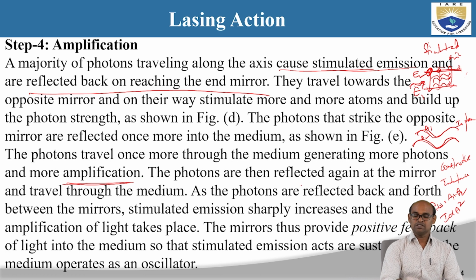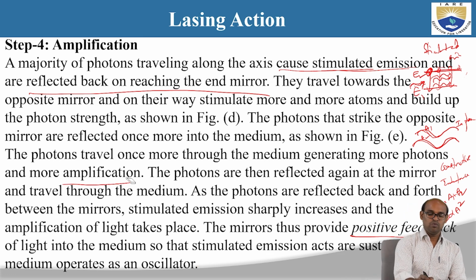The photons are then reflected again at the mirror and travel through the medium. As the photons are reflected back and forth between the mirrors, stimulated emission sharply increases and the amplification of light takes place. The mirrors thus provide positive feedback of light into the medium, so that stimulated emission acts are sustained and the medium operates as an oscillator.